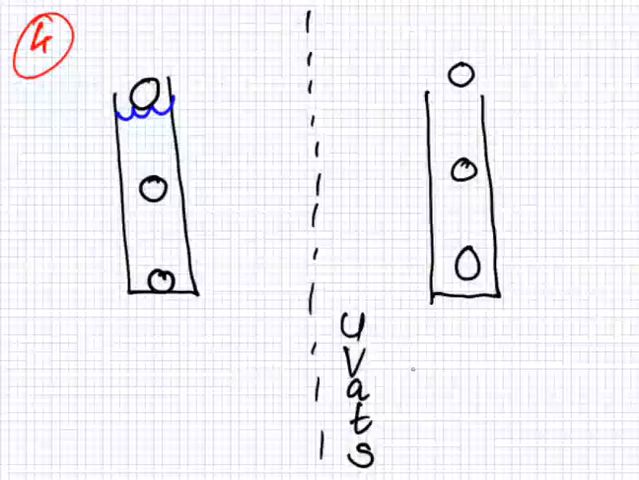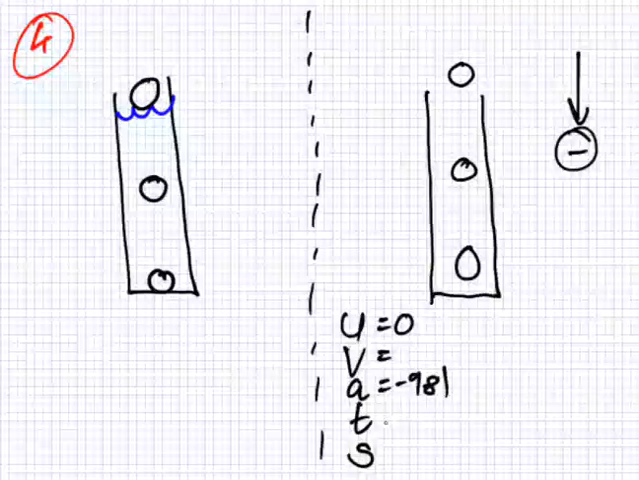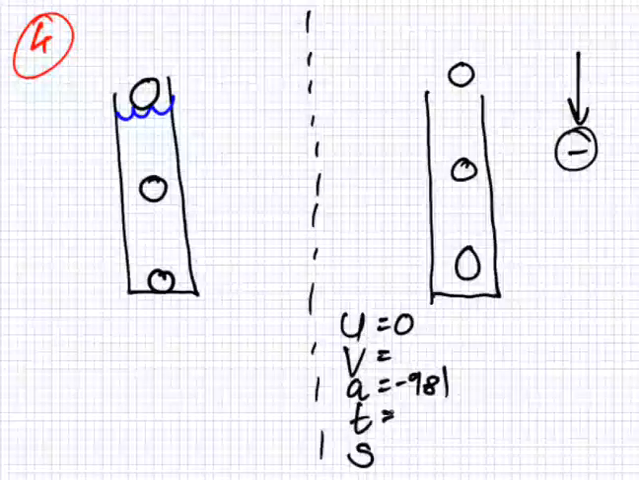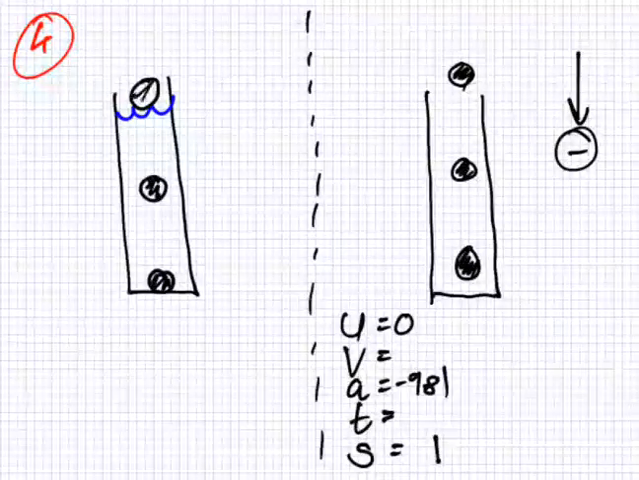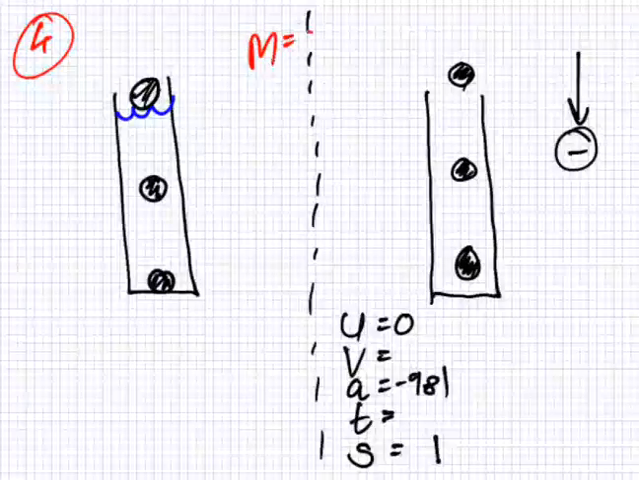U, V, A, T, S. I'm going to say down is negative, okay? U is 0, V we don't know, A is minus 9.81, T we don't know, S is 1. I said this is 1 meter. I'll give you the mass too, which is good. What did I say the mass is? 0.01.